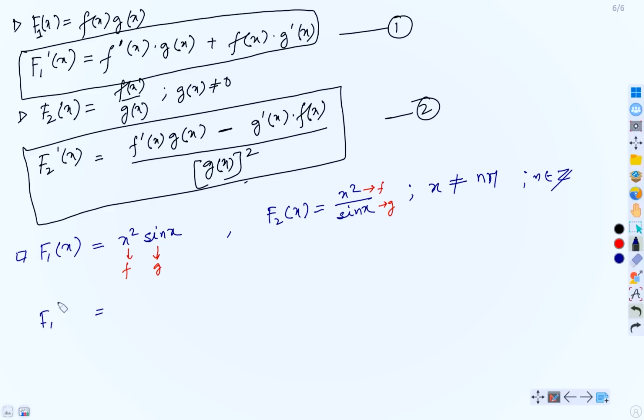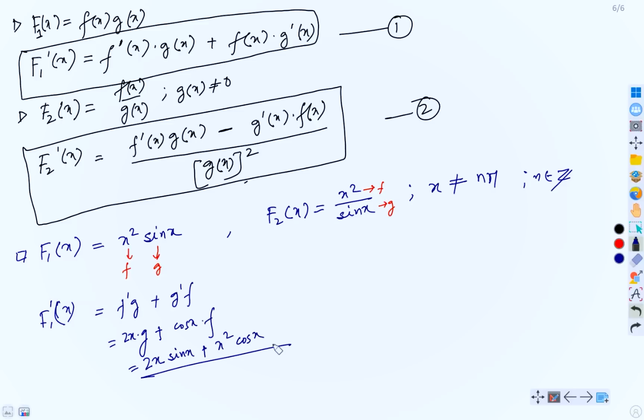So if I now differentiate, as I mentioned, f dash g plus g dash f. What is our f dash? Our f is x square, therefore f dash is 2x times g, which is sine x, plus g dash, which is cosine x, times f, which is x square. Now we'll just substitute the value: 2x sine x plus x square cosine x. So this is the answer.